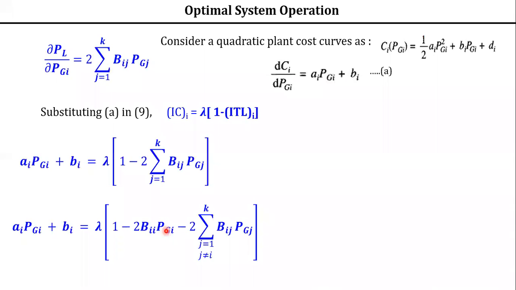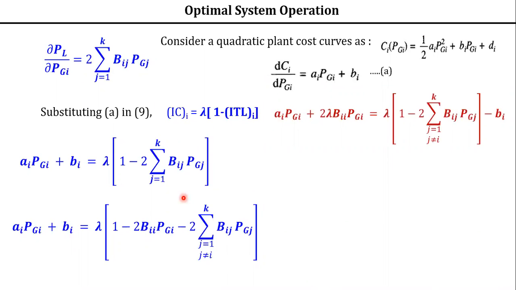Now I want to take all PGI terms on one side. Here you see AI PGI plus BI. I have taken this BI to the RHS, so it becomes minus BI. And what is this term? 2 lambda BII PGI with a negative sign. I am taking that onto the LHS, because I want to solve for PGI. So I am taking the PGI terms on one side. That's what I am doing.